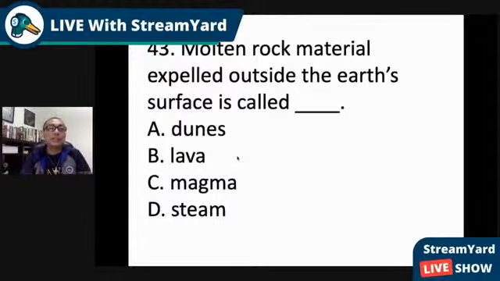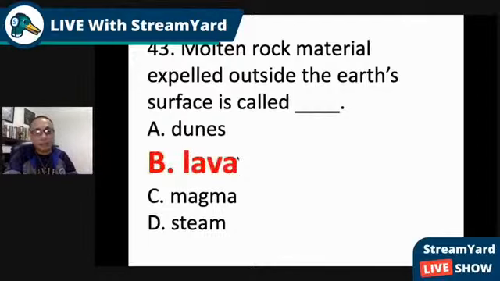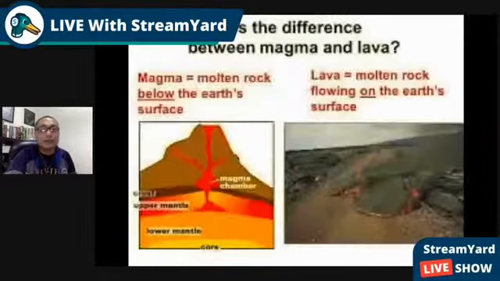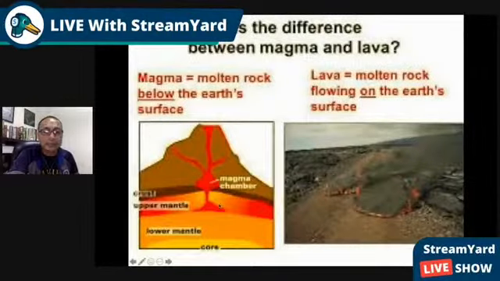Molten rock material expelled outside the Earth's surface. So here, remember, outside the Earth's surface, and it's molten rock material, so it's hot, and so the answer is lava. I think we all know why, no? And the difference between a lava and a magma: magma is inside. When it goes out, it becomes a lava, like this one.